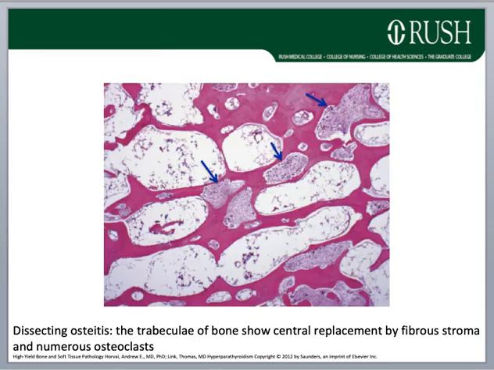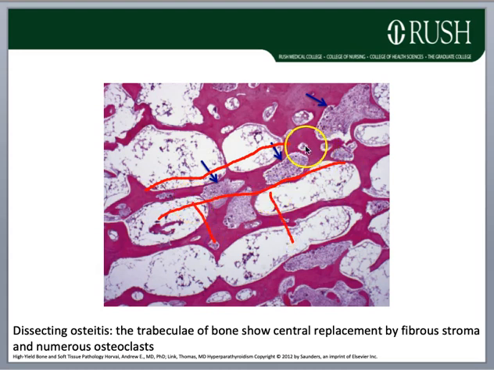So this is a low magnification view showing features of dissecting osteitis. And so here we have the length of a trabecula going this direction as well as one going this direction. And you can see that the bone shows these abnormal areas within the trabeculae themselves. We'll see on the next slide at a higher magnification, but this gives the impression, as indicated by the blue arrows, that there is this fibrous stroma. It's hard to see the osteoclasts at this power, but it looks like they're dissecting into the bone trabeculae.